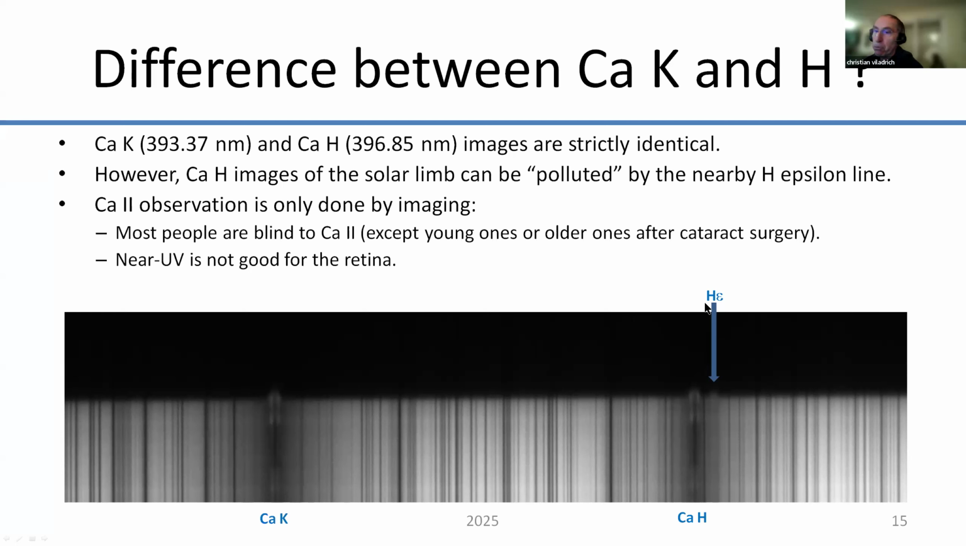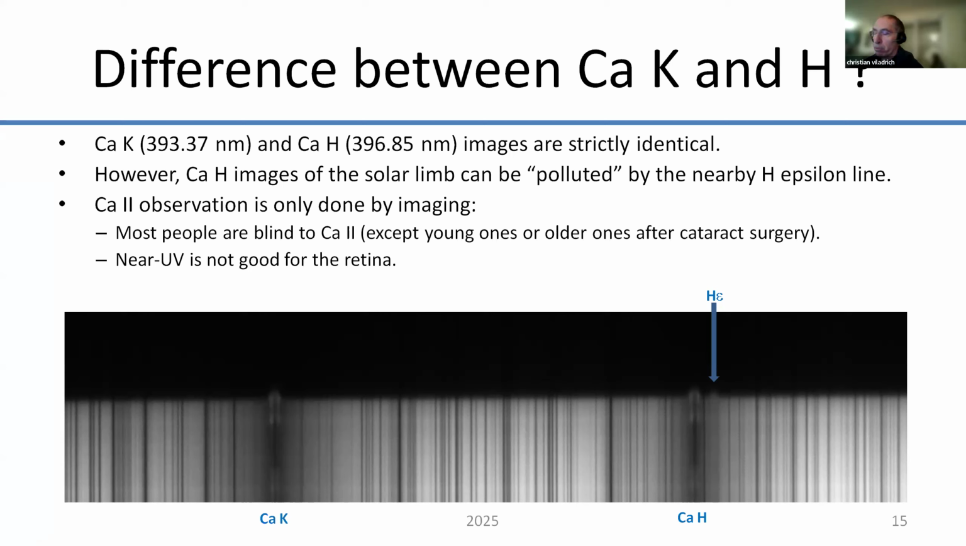So there is a bit of pollution in the line. But basically, this is exactly the same between calcium K and H. The images are the same. Visual observation is basically impossible. Most people are blind to calcium K because it's very close to ultraviolet.